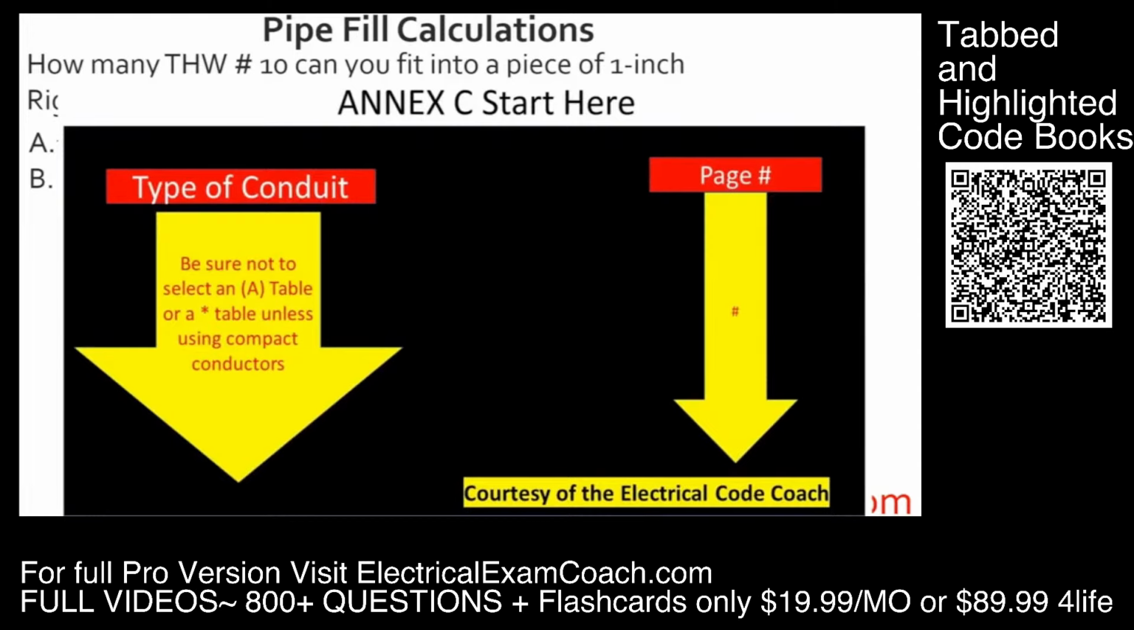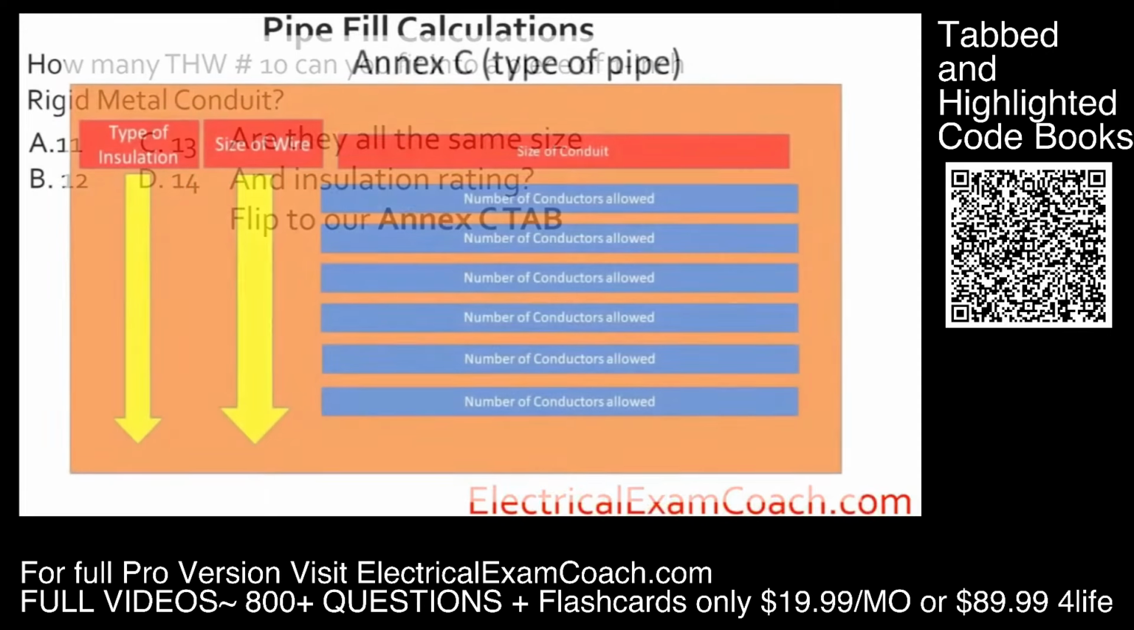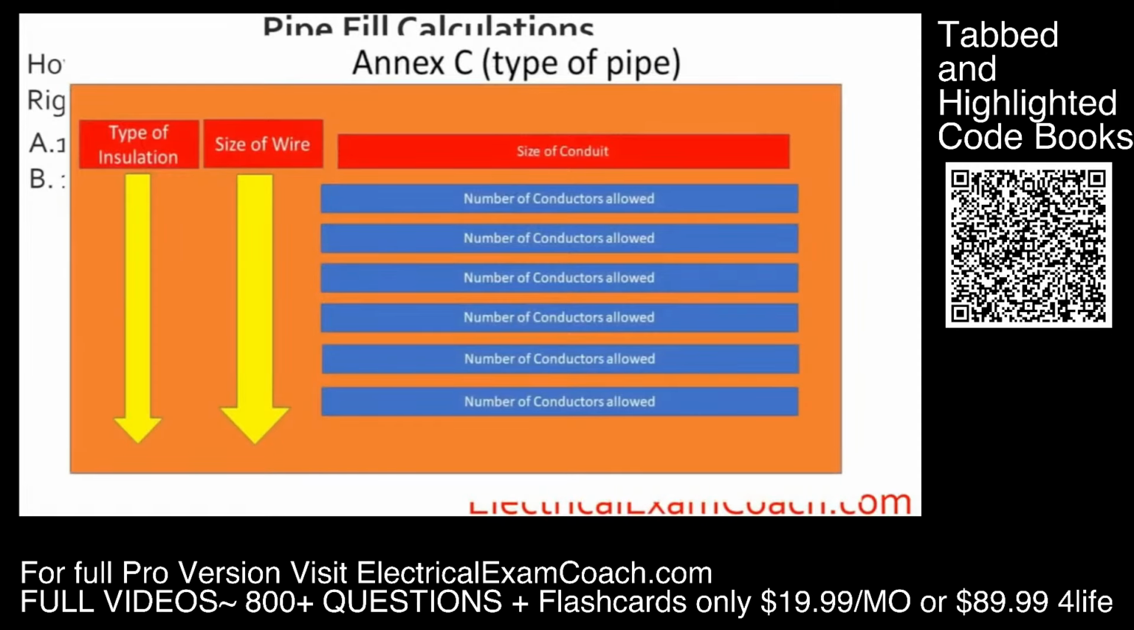Then we're going to come down and make sure that we don't select the A version of that table, and we're going to use our straight edge or our highlighting that we've done, and we're going to go to the page number. When we get to that page number, we're going to read the black bold heading to make sure we're actually in rigid metal conduit and that we're not in the A version of the table.